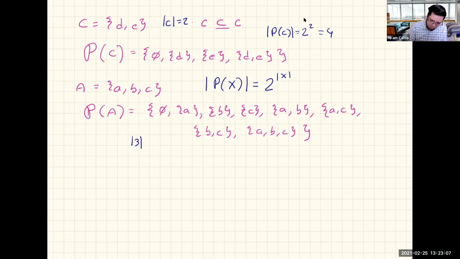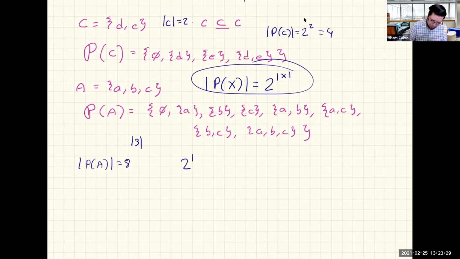And for the second example, we have 1, 2, 3, 4, 5, 6, 7, 8. We have 8 elements. So apparently the cardinality of the power set of A is 8. Let's see if it's consistent with this formula. So it should be 2 to the original cardinality, which is 3. The cardinality of A is 3, so this should be 2 to the power of the cardinality of A, 2 to the third power, which is 8. Okay, right. We are doing it right.